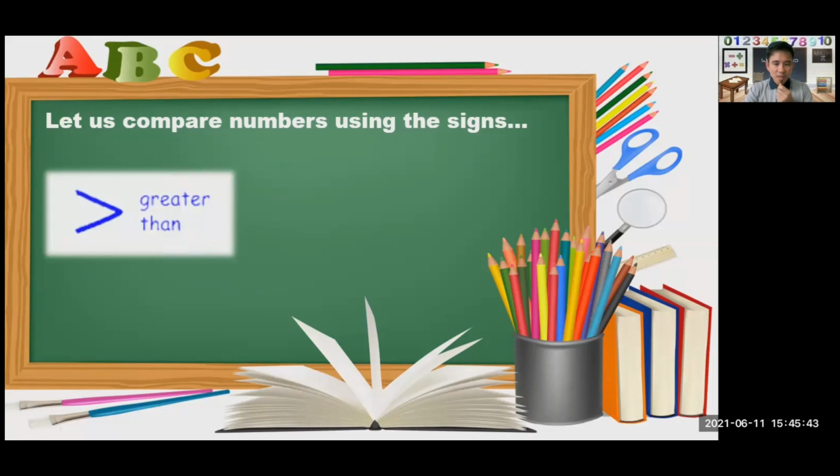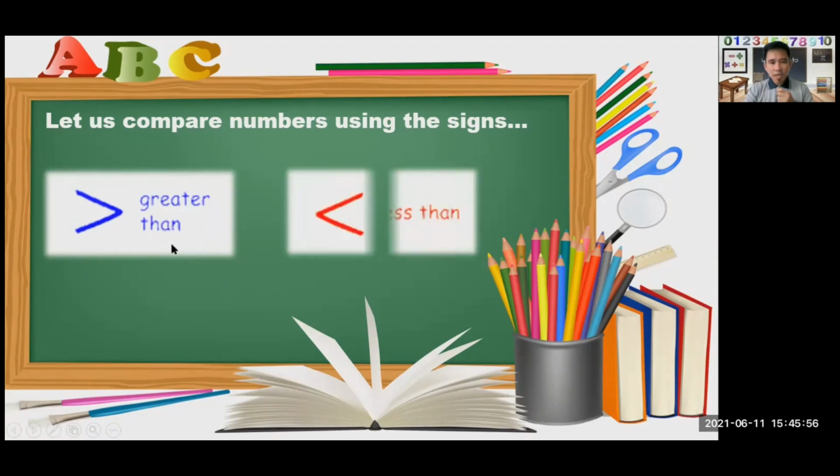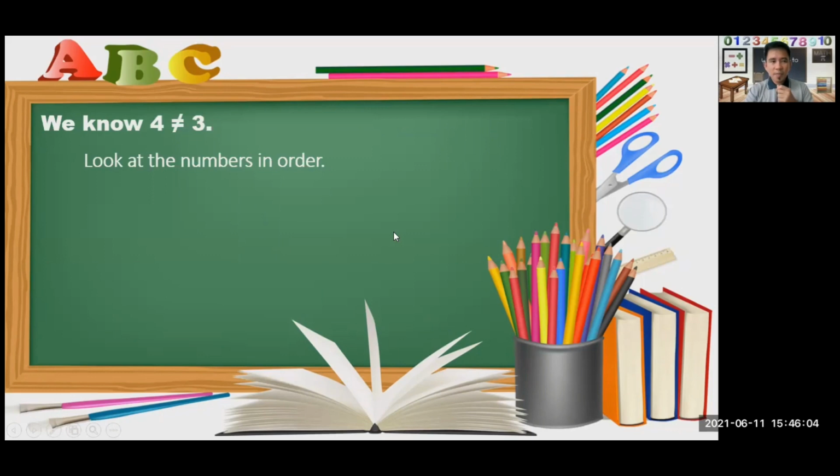So let us compare numbers using the signs. A while ago, we learned about equal and not equal. This time, we will use this sign. This sign is called greater than, okay? And the other sign is called less than. Greater than, and the other one is less than. Now, we know that 4 and 3 are not equal, okay? 4 is not equal to 3.